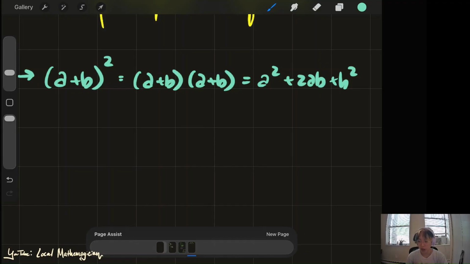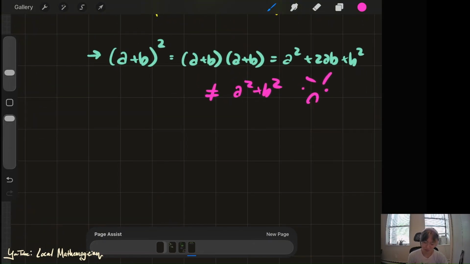If you have to FOIL it out a couple times, you want to distribute it a couple times for practice, that's fine, but I need you to get super, super comfortable. Do not ever tell me that this is equal to a squared plus b squared. Bad. Okay? So, that's your option number 1.